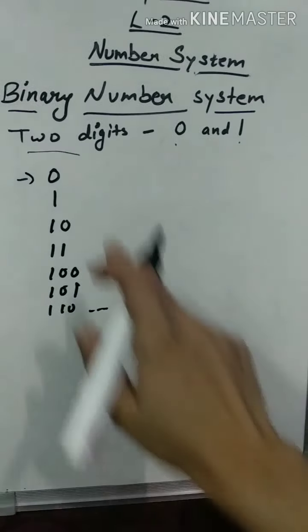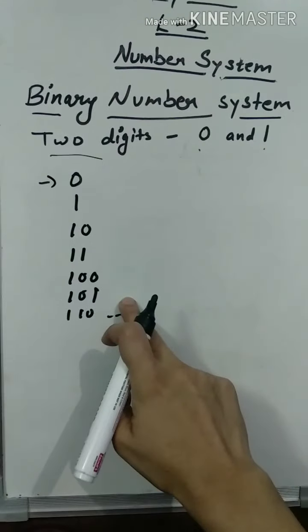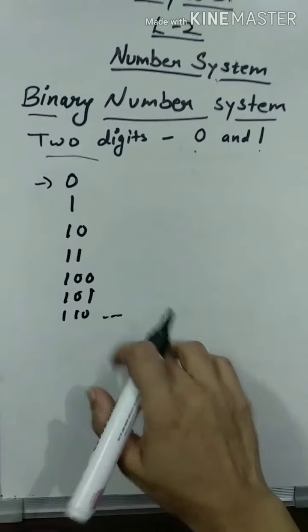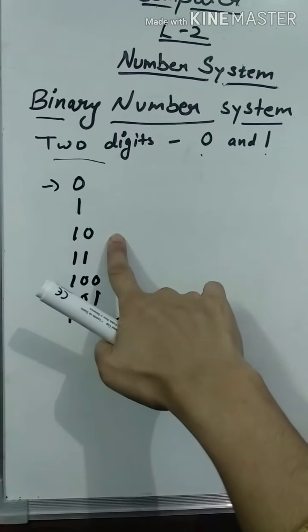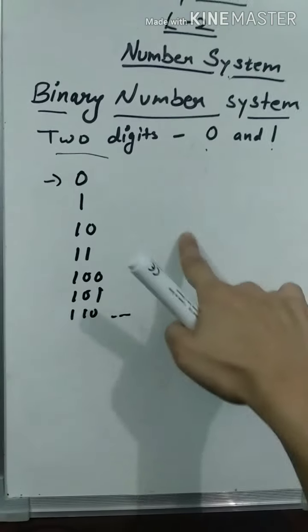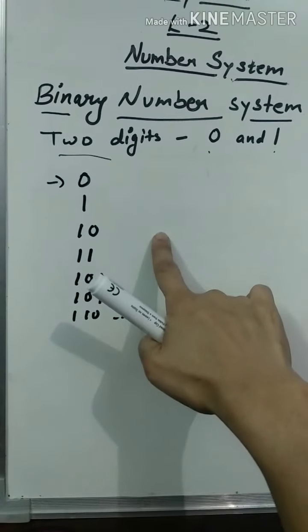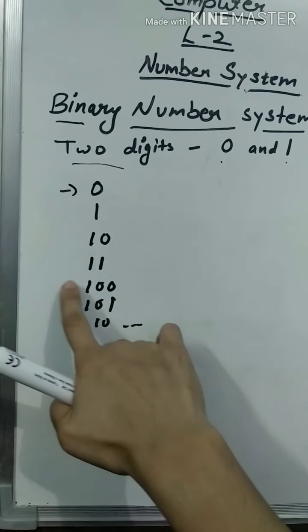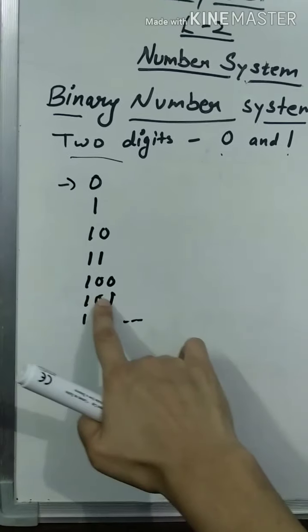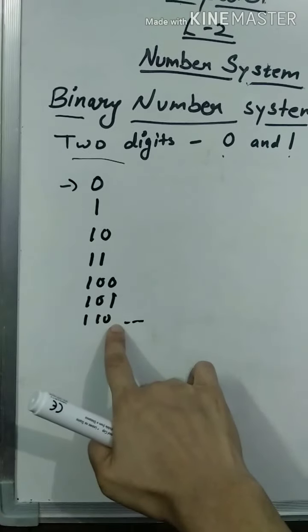Remember one thing, that we read these numbers digit by digit. Like this is 0, this is 1, this is 1 0. We cannot say ten. We only read it by digits: 1 0, 1 1, 1 0 0, 1 0 1, 1 1 0.